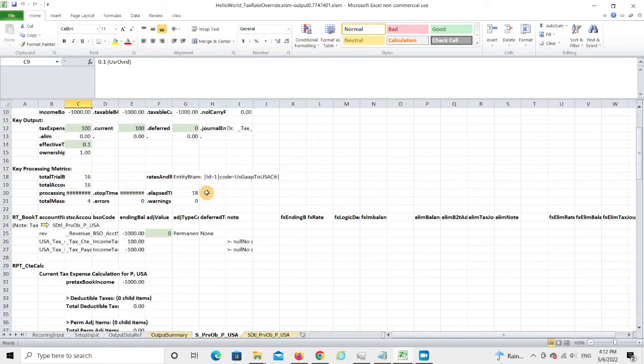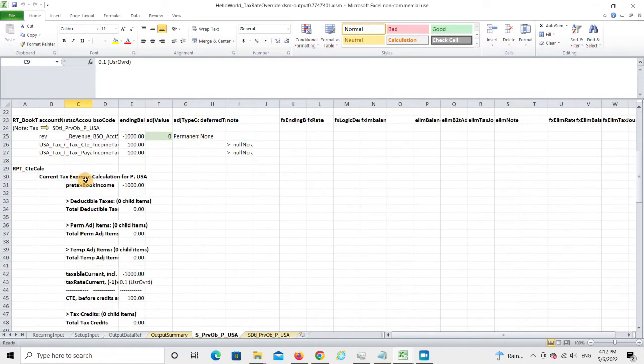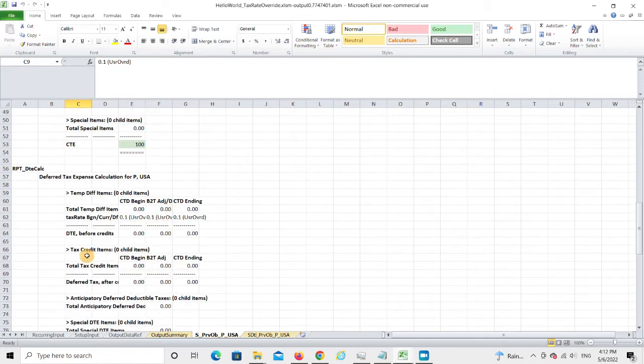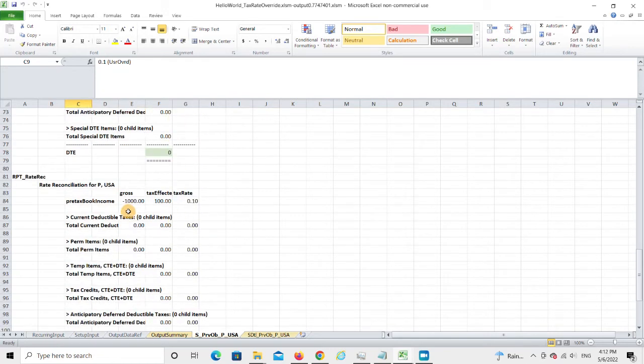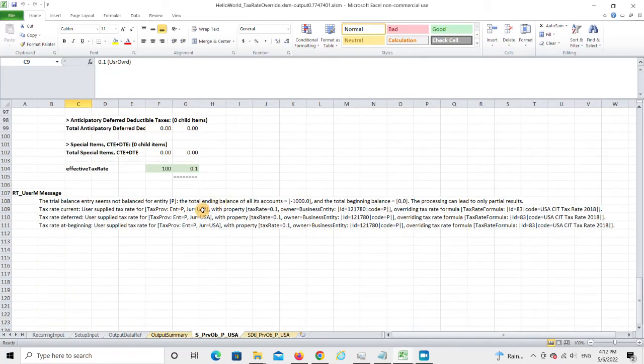And we look further down that for the current tax calculation, the 10% rate is used. And for the deferred tax calculation, the 10% rate was used. And for the rate reconciliation, the 10% rate was used. And the engine gave us detailed information on how to trace to the place where the engine got the user rate. So a lot of detailed information over here.